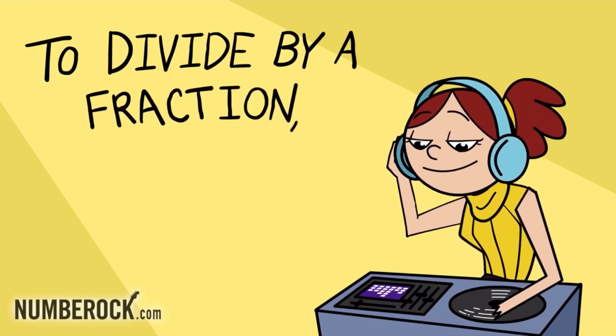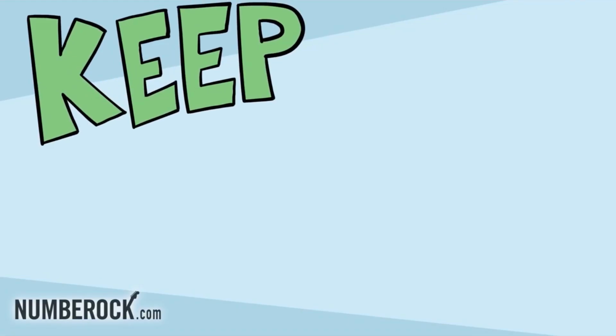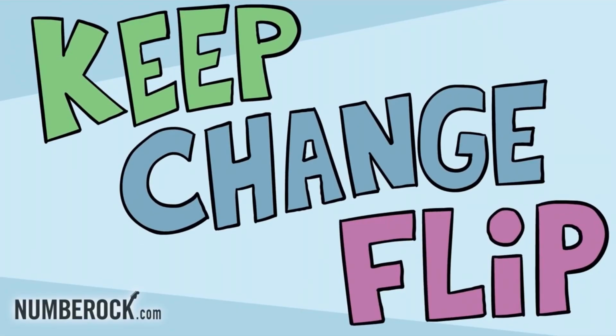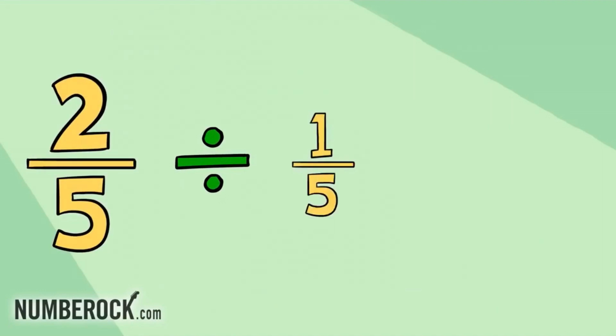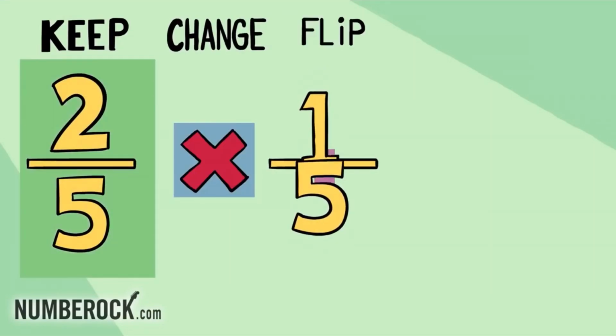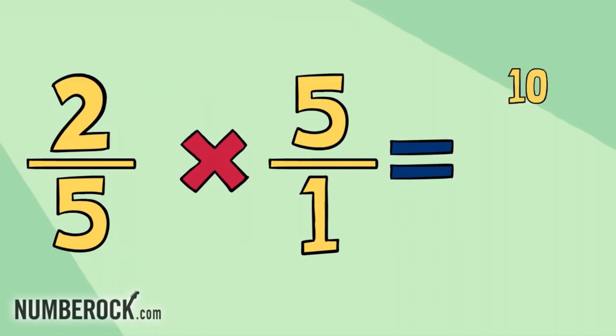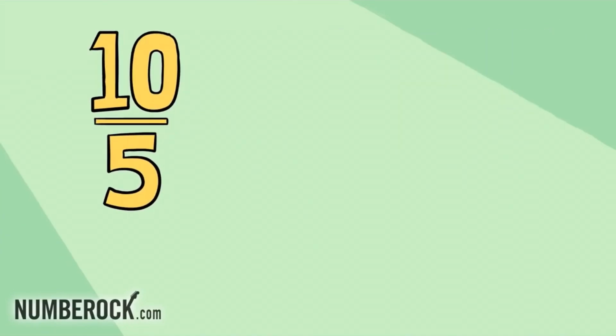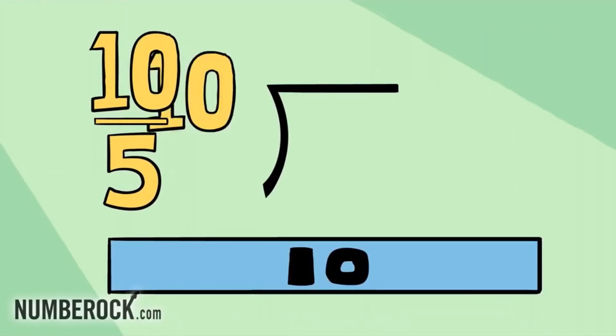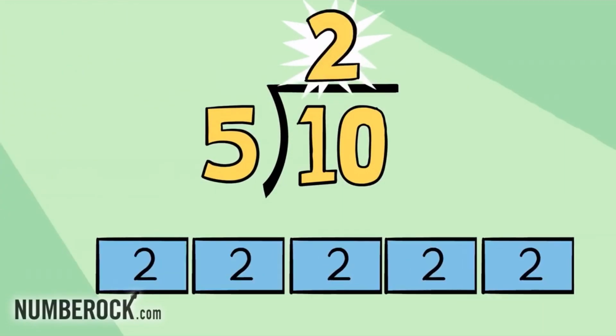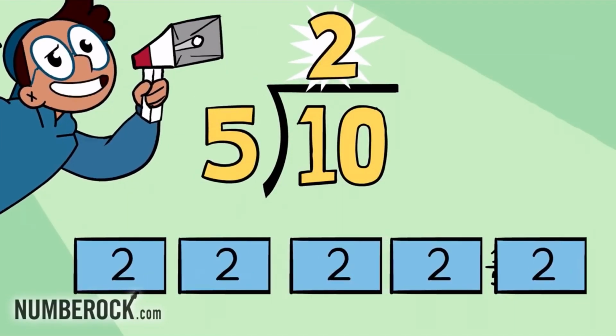To divide by a fraction, here's a tip. Keep, change, flip. To divide 2/5 by 1/5, keep, change, flip. 2 times 5 is 10 and 5 times 1 is 5. It's an improper fraction, so you need to divide. 10 divided by 5 equals 2.